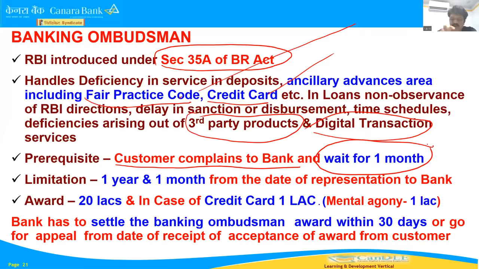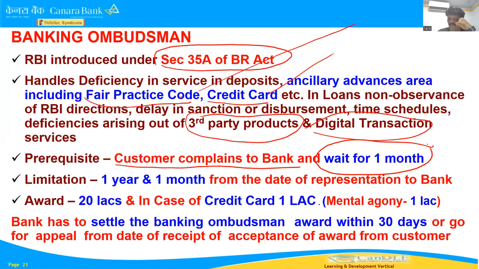The concept is clear now. Now limitation: within how many days? Limitation means, if a customer has a problem of deficiency in service, whether he can go to the ombudsman after 10 years. No, they said the maximum time permitted to go to the ombudsman is 1 year 1 month. Why 1 year 1 month? 1 month is to go to the internal ombudsman, and if not resolved, the next 1 year is the time to go to the ombudsman. That is the reason the maximum limitation permitted in the banking ombudsman is 1 year 1 month from the date of representation to the bank. First, he has to go to the internal ombudsman. From there, 1 year, 1 month.